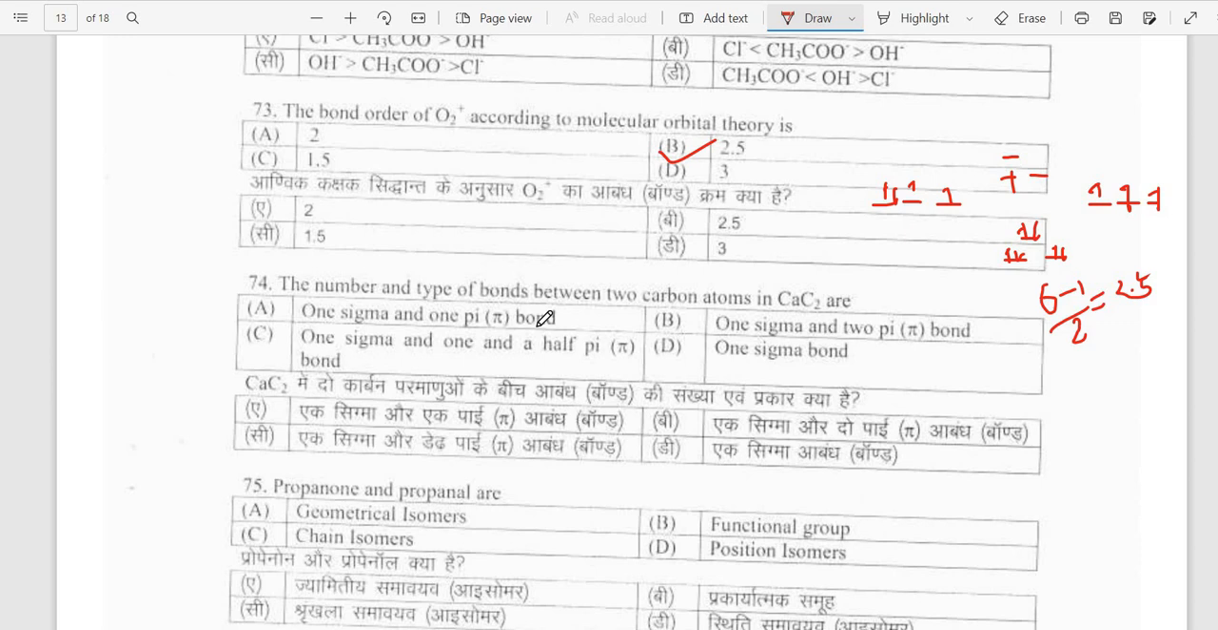The number and type of bonds between two carbon atoms of CaC2. CaC2 is calcium carbide. Carbide has the formula C2 2 minus, so C triple bond C with 2 minus charge. So 1 sigma and 2 pi bonds. Option B is the correct answer, just like an alkyne.